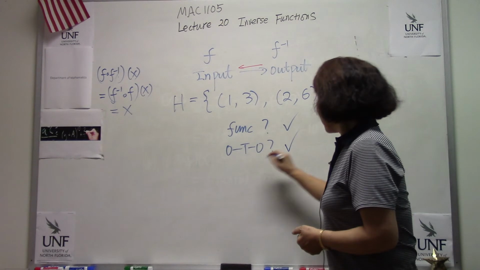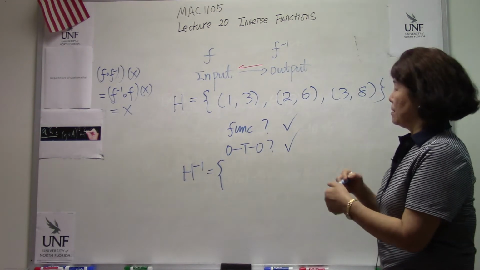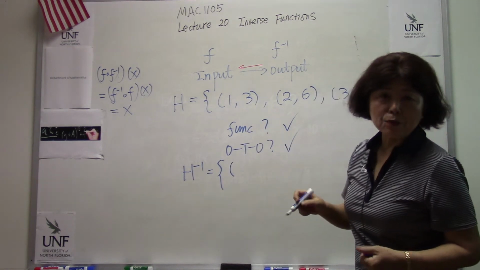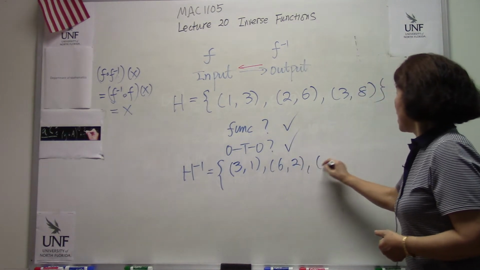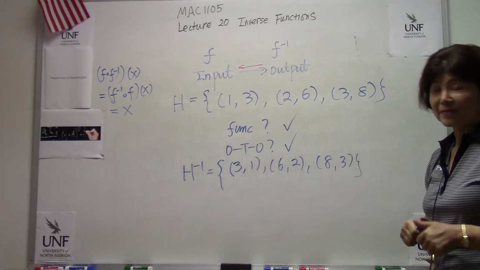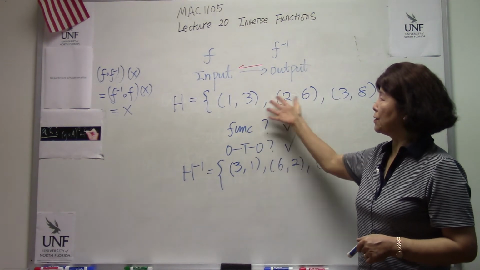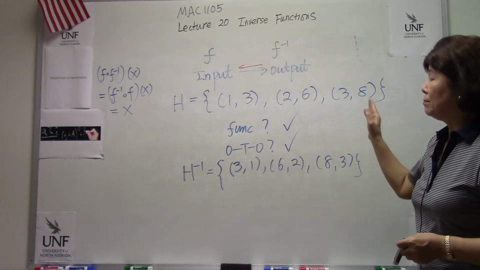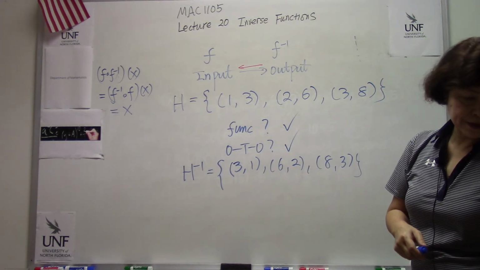Okay. Then we can find the inverse. So let's find the inverse. What is that? Do not make it too complicated. You swap x and y coordinates. So 3, 1, 6, 2, 8, 3. That's the inverse function of h. Isn't that simple? So when you have a function that looks like this, just a collection of those relations, it's a very, very easy thing. But if the function is not one-to-one, no, you cannot have an inverse.